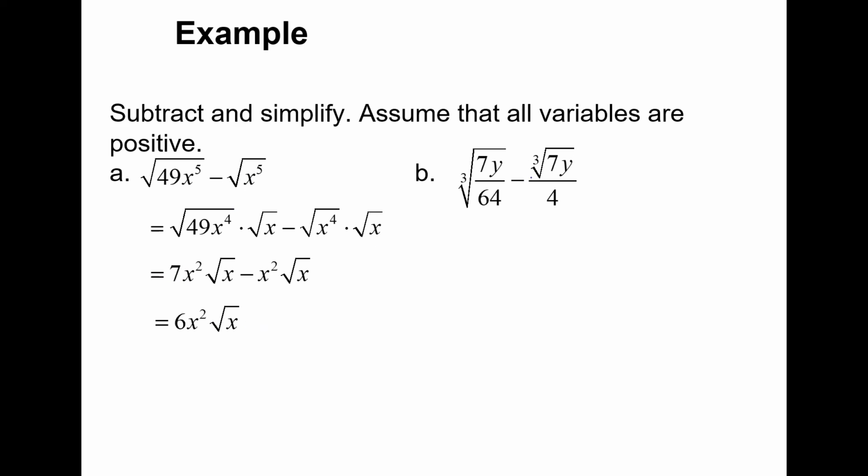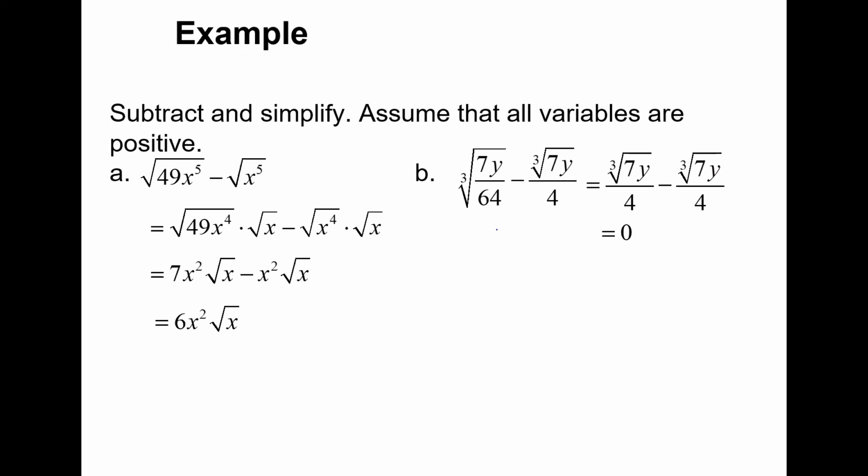Now this one, we have a cube root of 7y over 64 minus the cube root of 7y over 4. Well, what are we going to do here? Well, let's take the cube root of 64, which gives us, guess what? A 4. And so now we have this minus this gives us a simple 0.